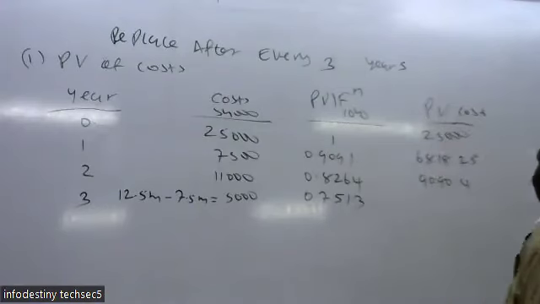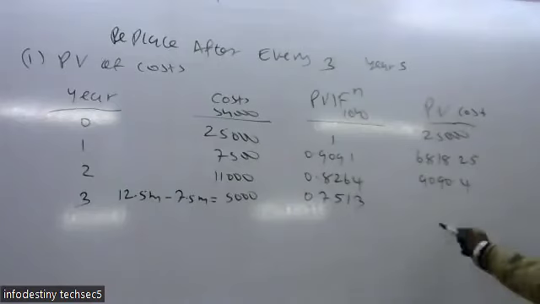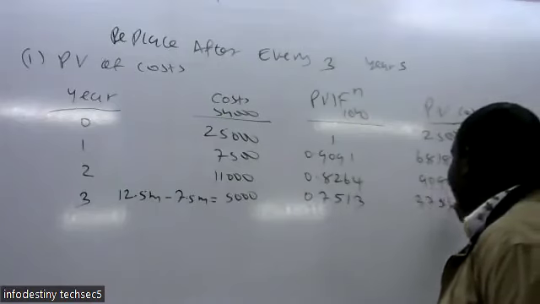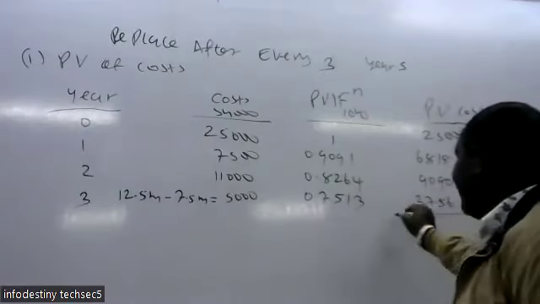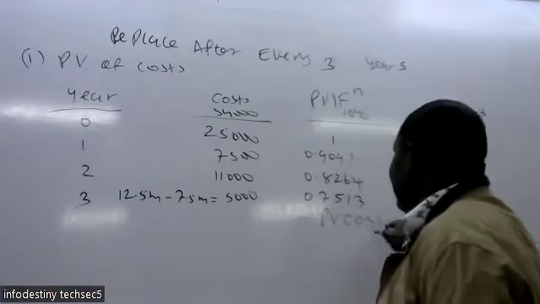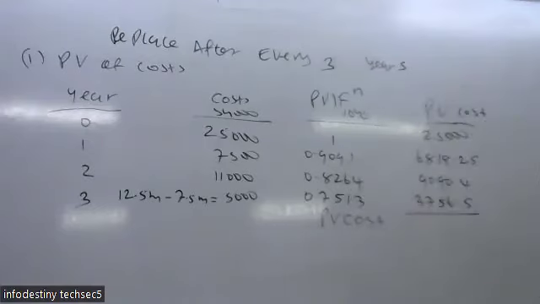1990.4. How about year 3? 756. So we add them together to give us now the present value costs.